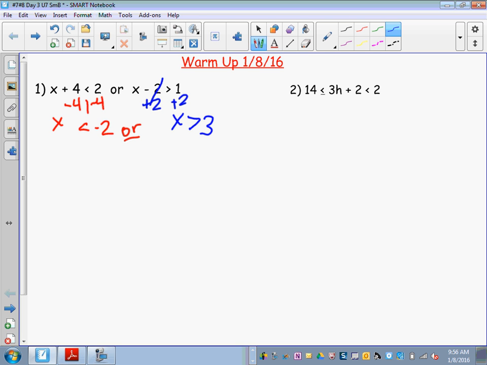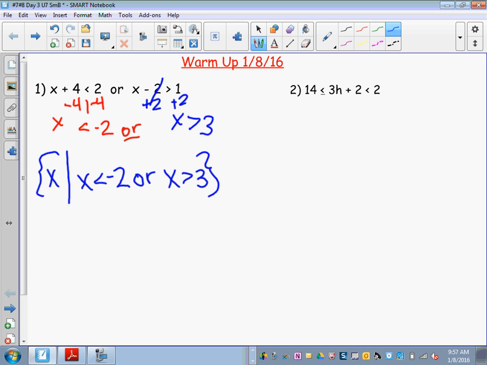Alright, so we have two different inequalities here. If we were to write this in set builder notation, it would simply look like this. Squiggle, X, line, X is less than negative 2, or X is greater than 3. That's all set builder is for these guys. Exact same thing as before. We have our squiggles, X, such that.